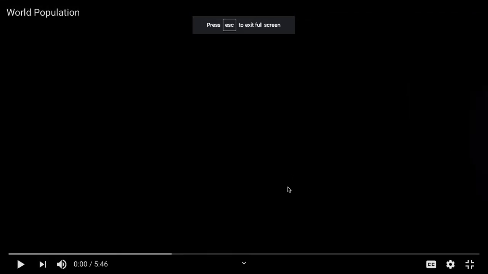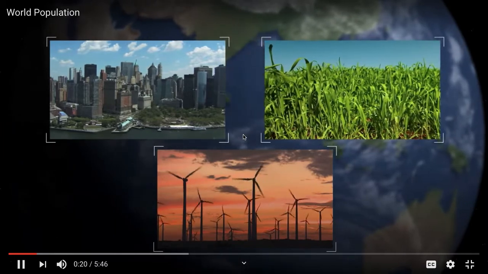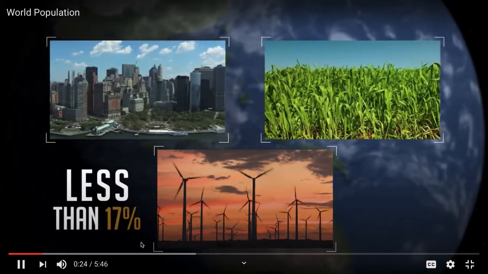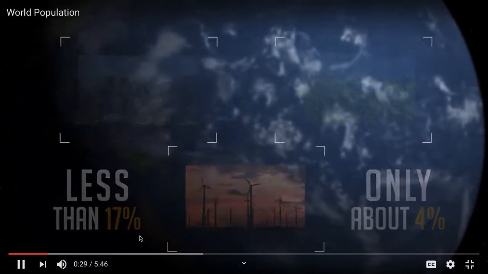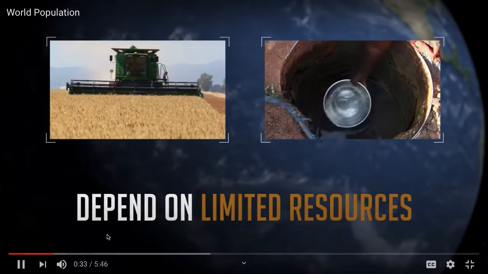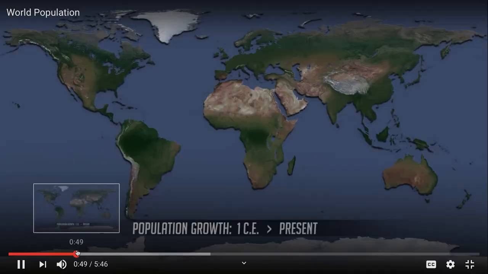I'm not going to have the little thing playing in the background, but it basically explains the earth is mostly covered in water. We have a very limited amount of land that we can use. About 17% of land is what we can utilize. And we need those limited resources for things like food, water, space, all that good stuff, okay?